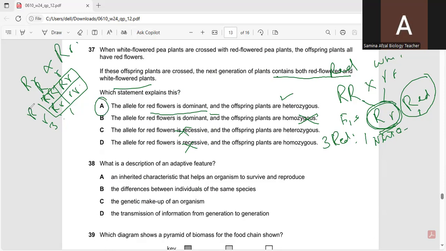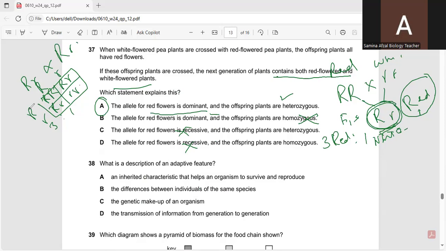Now question number 38. What is a description of an adaptive feature? Already in the previous question, I had told you what an adaptive feature is. First of all, these are those features which are produced as a result of natural selection.